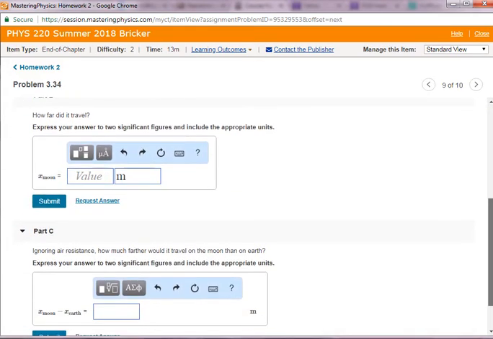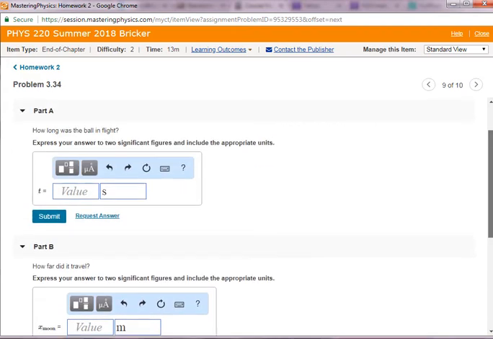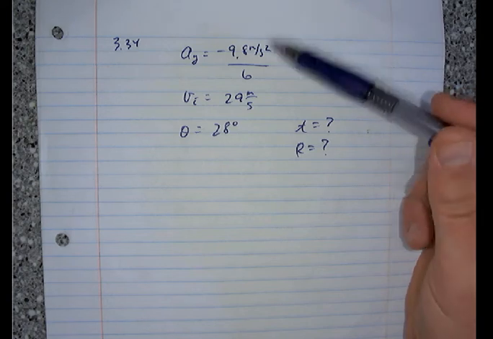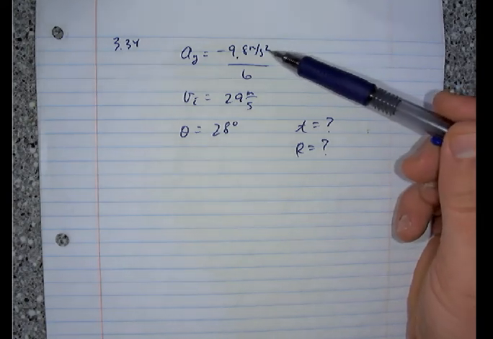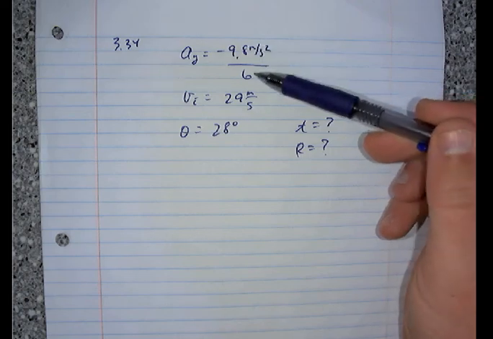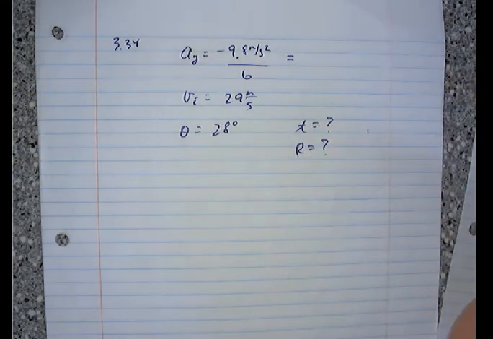How much farther would it travel on the moon compared to the Earth? All right, let's sketch this. They're telling us the acceleration is 1/6 the value it is on the Earth. So on the Earth, it's negative 9.8. Divide it by 6. This will give you the moon acceleration.